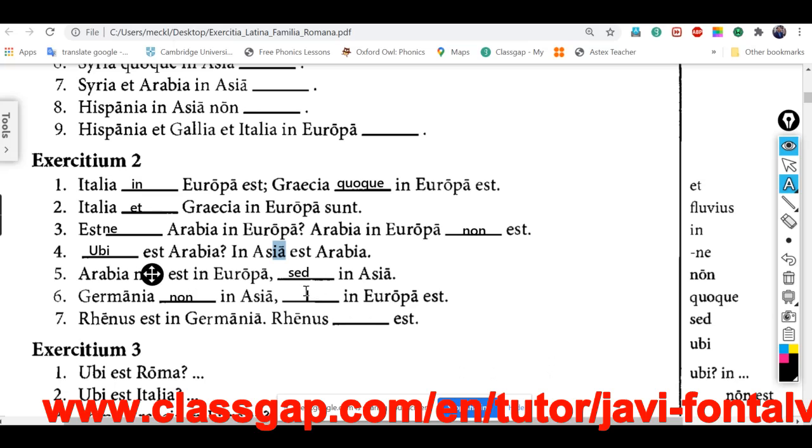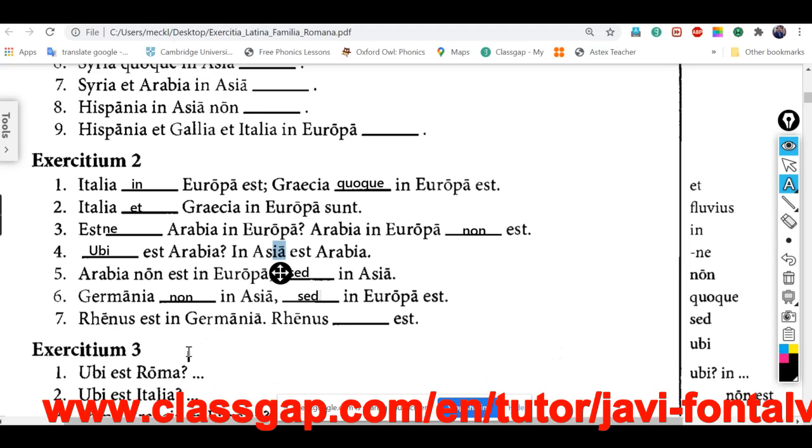Non en Asia. No es necesario decir non, es suficiente decir non. Yeah, here would be omission of the verb because it's clear by context. Because you have the second part, so you can deduce, yeah? Germania non in Asia, sed in Europa est.